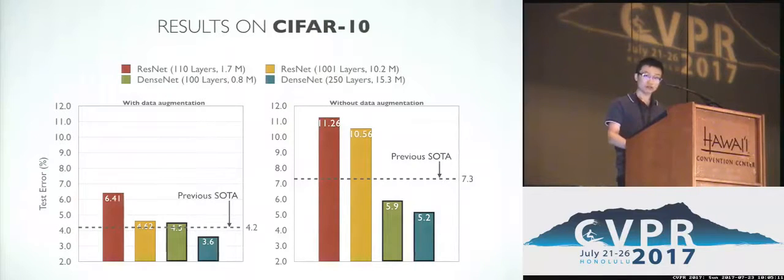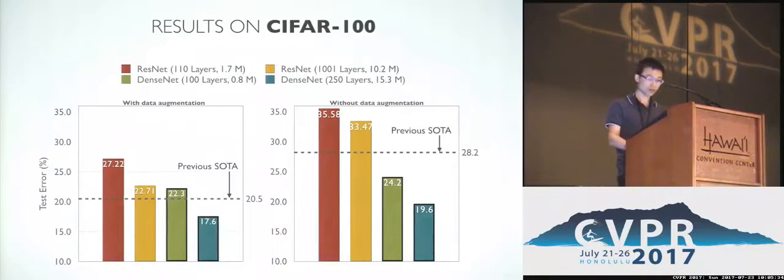If we train the same models on the same dataset, but without using data augmentation, we can see that ResNet overfits to the training data severely. Both models get higher than 10% test error. However, DenseNet is still able to get 5.9% and 5.2% test error without using any data augmentation.